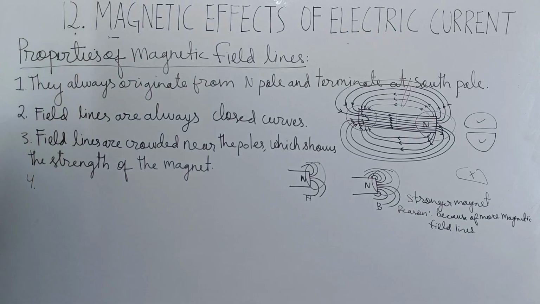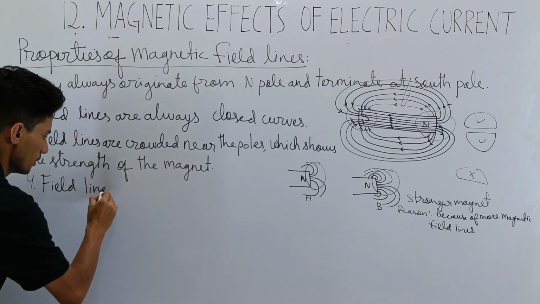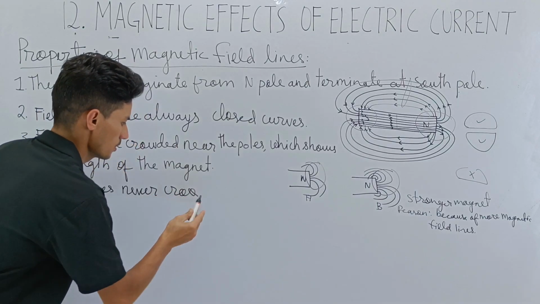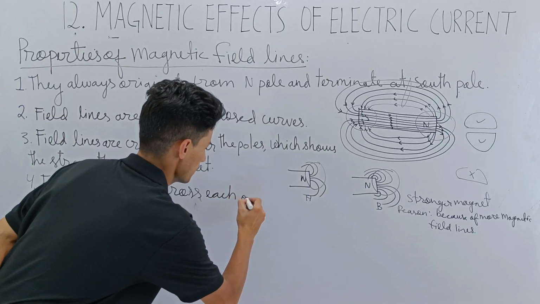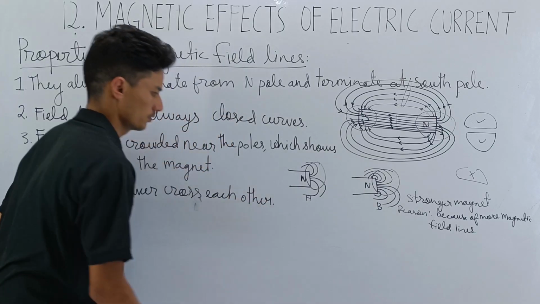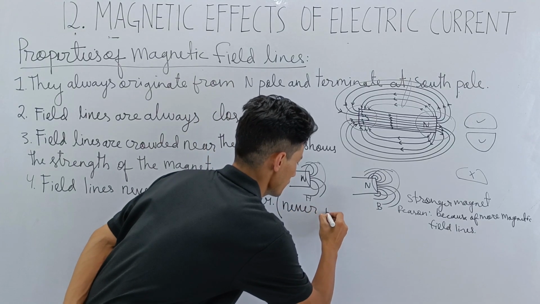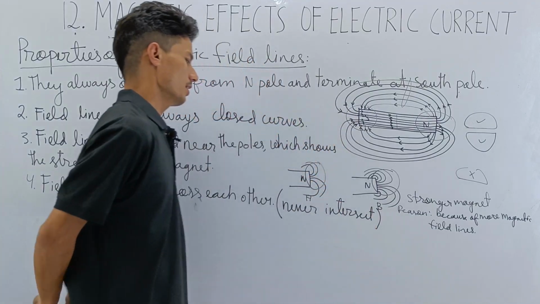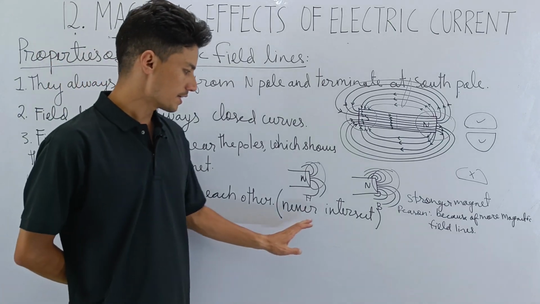Now, the last point, number 4. Field lines never cross each other. Or in the bracket you can write they never intersect. Field lines never intersect. This is what it means. Field lines never cross each other, or field lines never intersect.